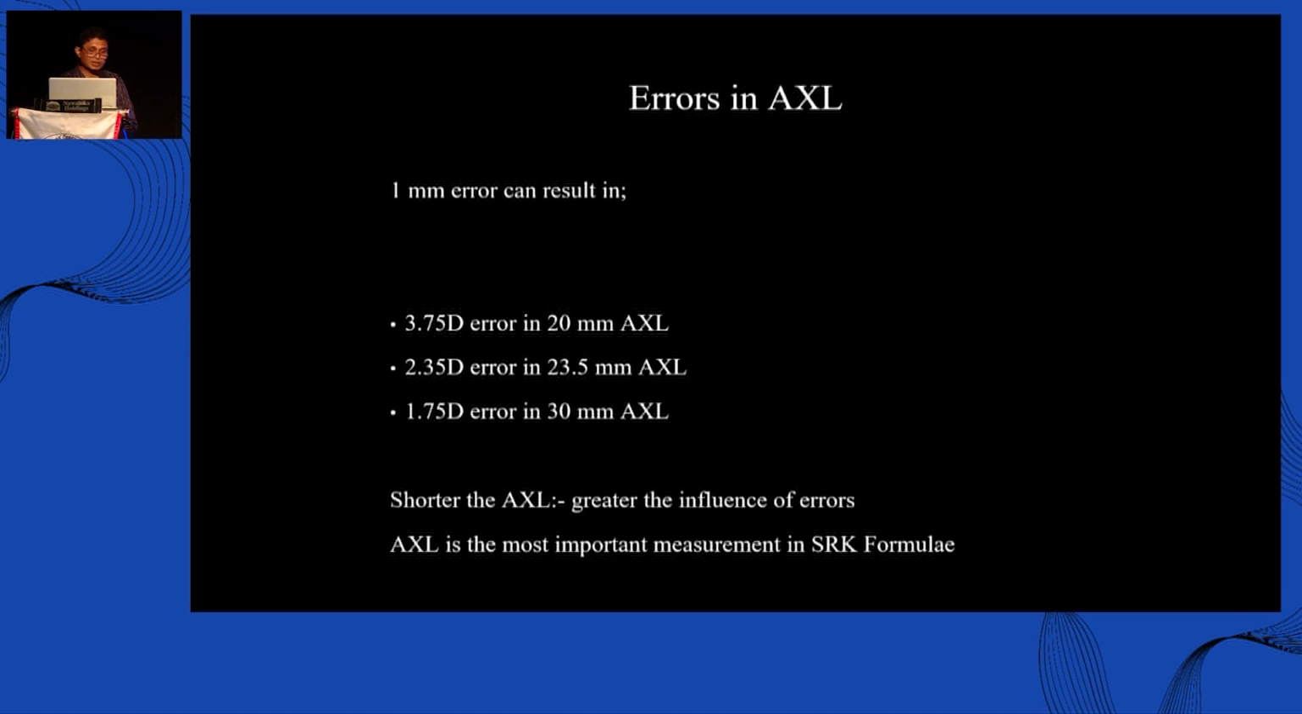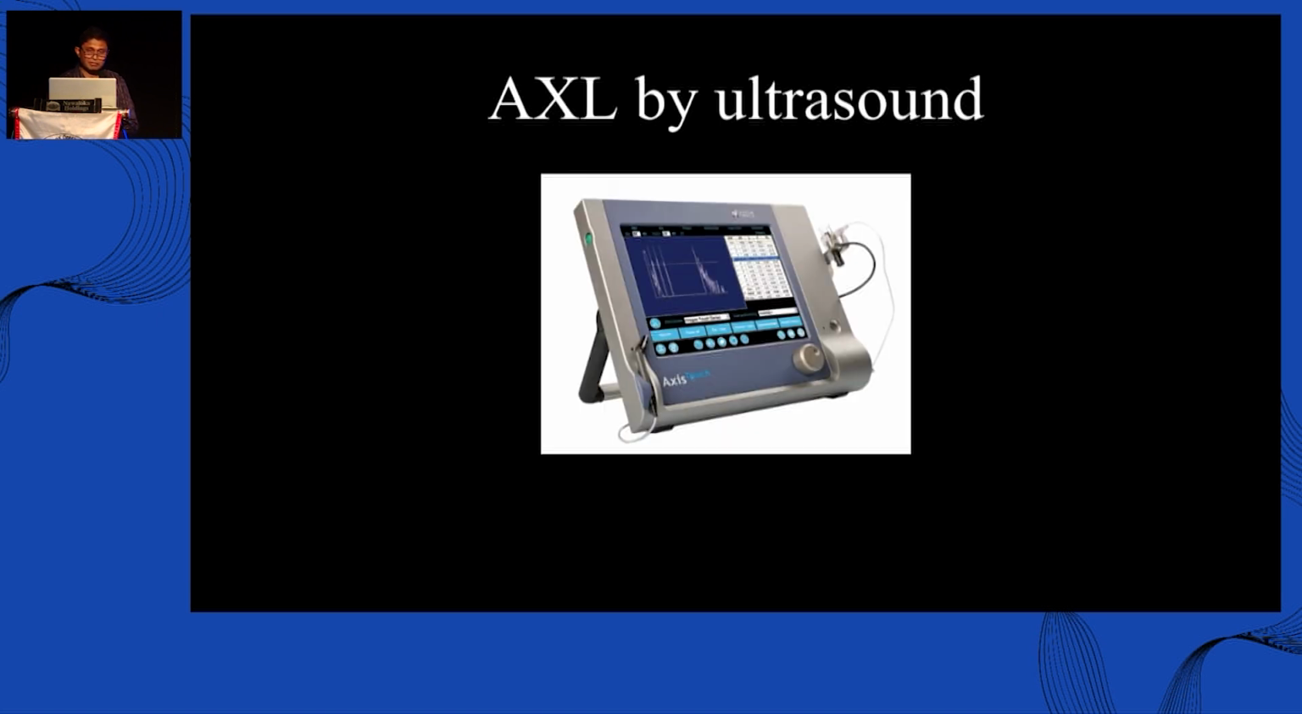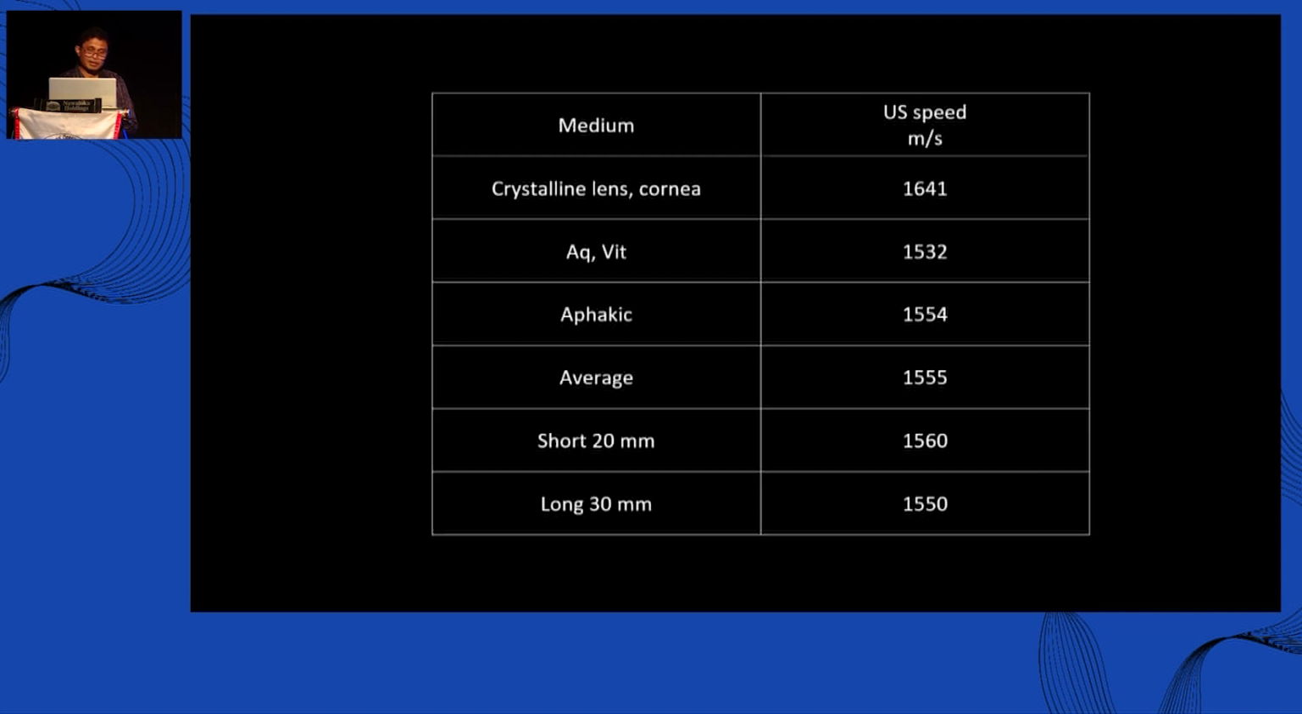The shorter the eye, the greater the damage. So in a shorter eye, like 20 millimeters, you can have almost a 4 diopter error when you have an error in the axial length. If it's a myopic eye, it's less, but still there will be an error with a 1 millimeter difference. But most of us have ultrasound, not the optical methods, and you have to master it. It's a technician dependent thing, and you should know these speeds, what will happen inside the eye. So speeds will have greater impact.